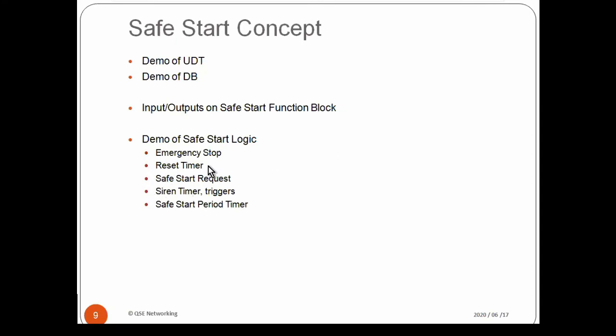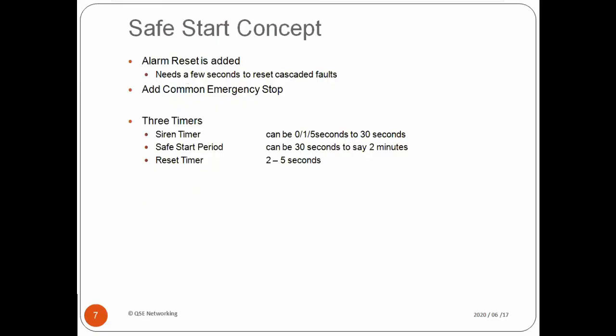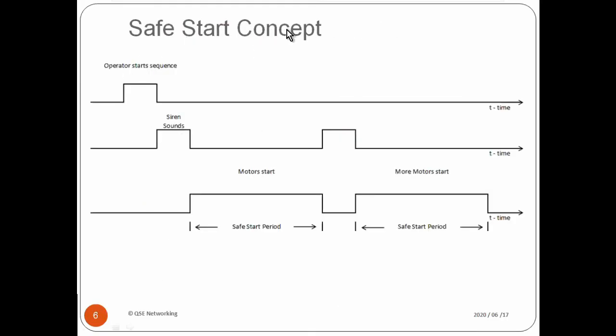All right, so we've created the reset timer. We triggered the safe start request, which puts the siren on. Siren timer triggers, and that triggers the safe start period, and it goes backwards and forwards, on and on. Okay, so there is our safe start. What we have done, remember, I'm going to just go back. We have created this feature that allows us to do that.